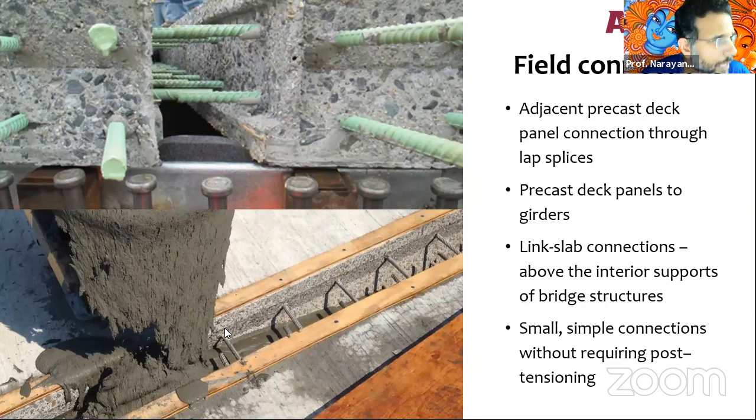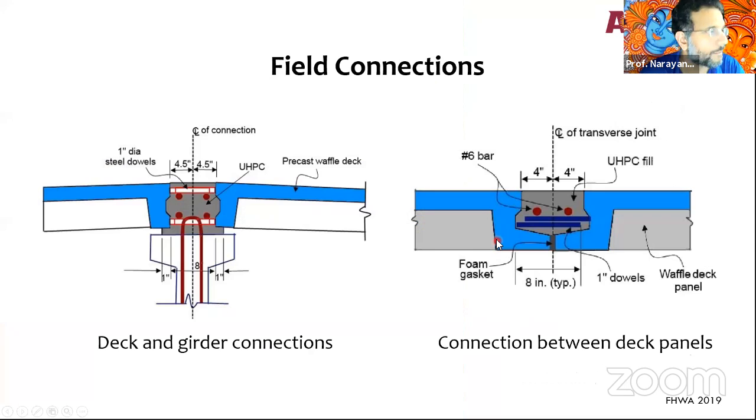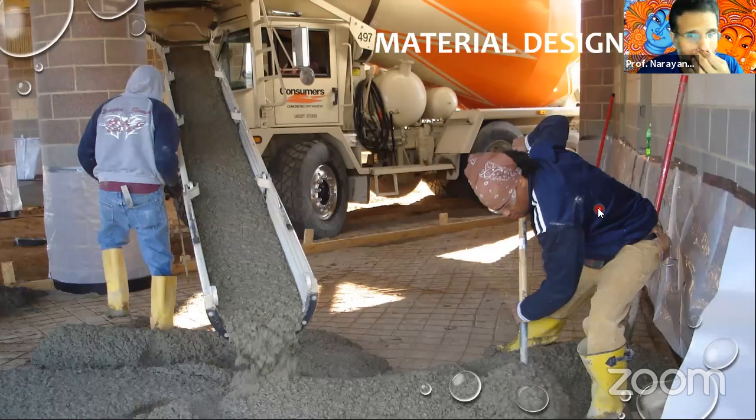There are other applications: precast deck panels to girders, link slab connections above the interior supports of bridge structures, simple connections without requiring post tensioning, several different applications that people are looking at. So here are a couple of examples of field connections. You have a deck and then deck panels that are coming in, the waffle decks coming in here, and then the UHPC being poured in between as a connection, another connection between deck panels that you see here. So simplistic ideas as to how you would do this in the field. So let's talk about the material design.